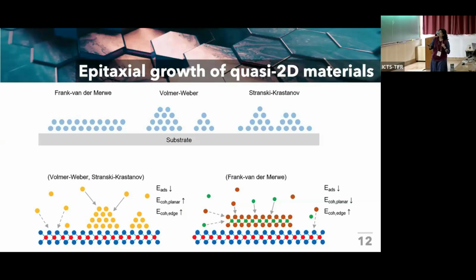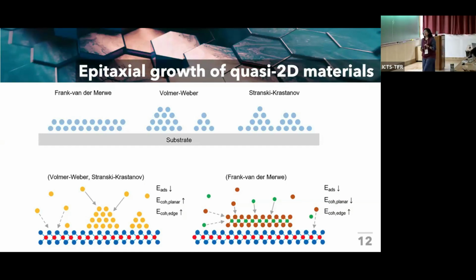For that you need to understand the different types of growth mechanisms that are possible in crystal growth. The two things that can happen: one is the addition of the adatoms to the substrate, and the other important thing to note is the diffusion barrier for these adatoms on the surface. These are the two factors that will decide the type of the growth mechanism.